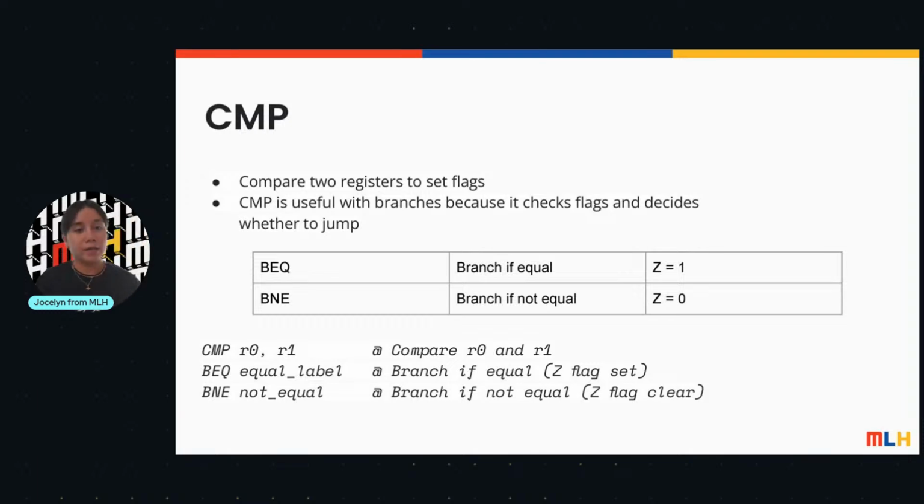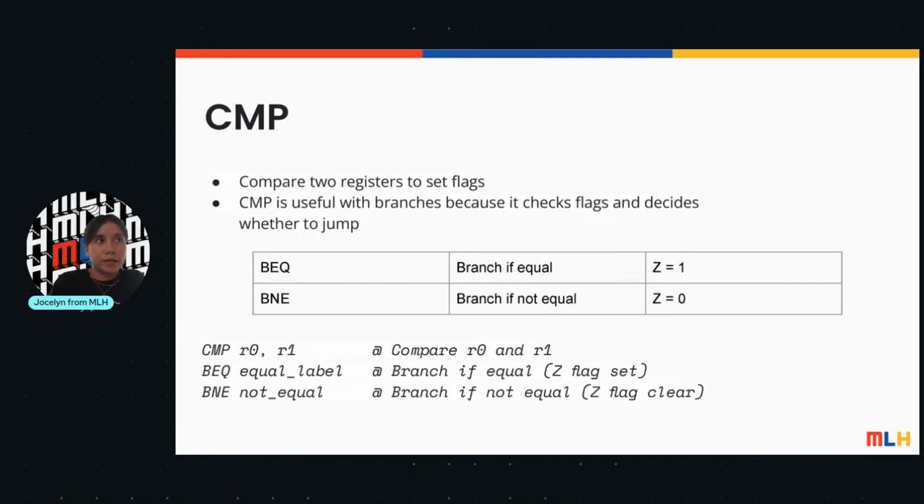So CMP, we already saw this. This is to compare two registers and to set flags. But CMP is also useful with branches because it checks flags and decides whether to jump or not. There are specific flags in assembly, and these are not the only ones that exist. I just placed in here two, which are BEQ and BNE. BEQ stands for branch if equal, and BNE stands for branch if not equal. So if I want to check whether two numbers are equal or not, I will be using BEQ or BNE as I have in here.